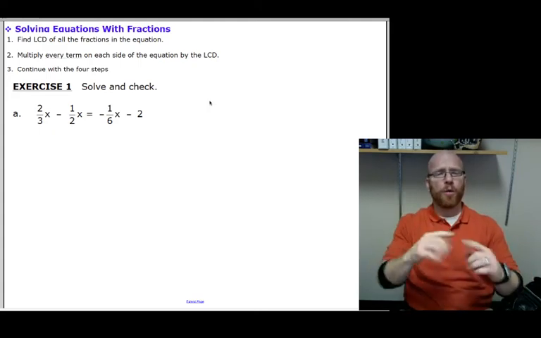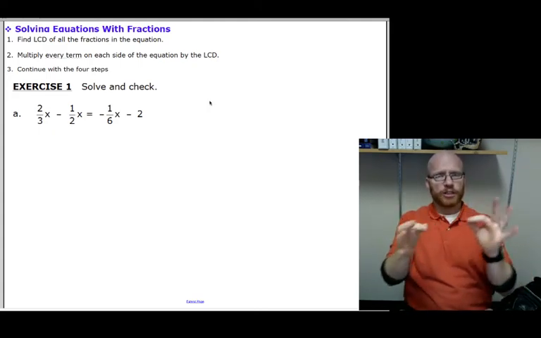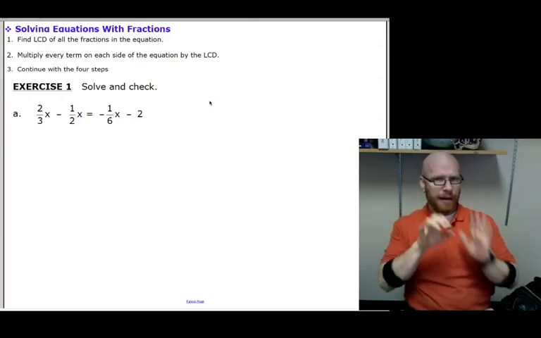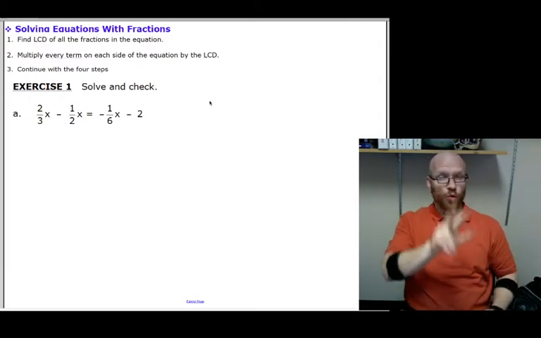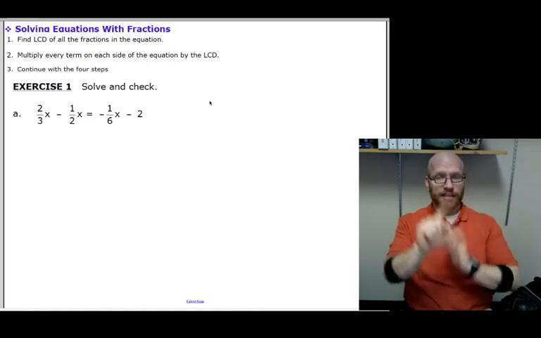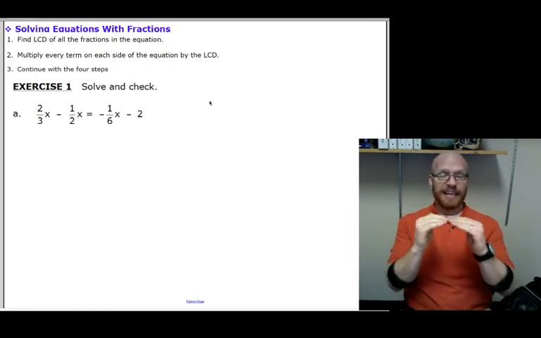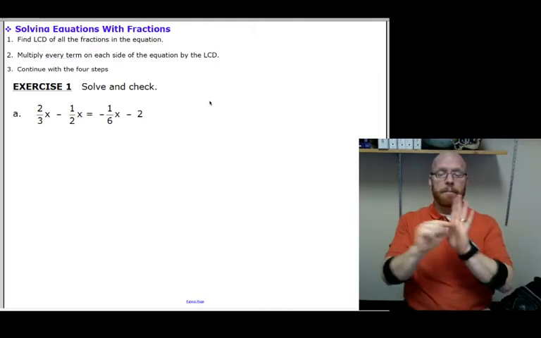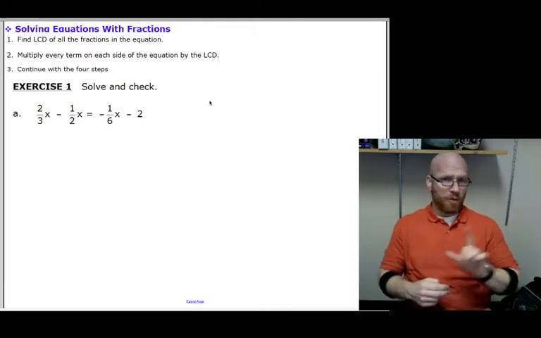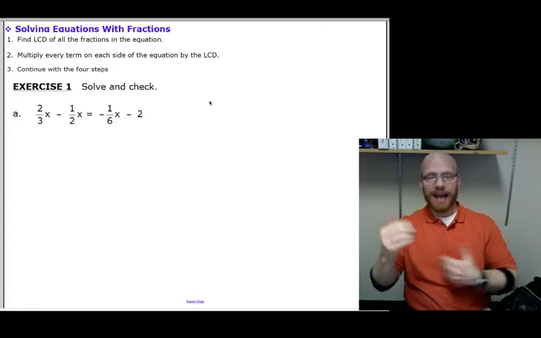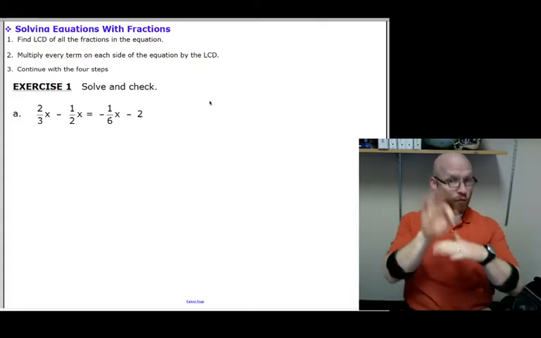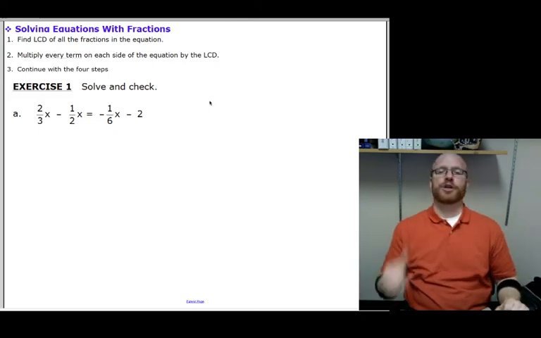Today we're going to talk about solving equations that have fractions. As you can see in my example here, we have 2/3 x minus 1/2 x equals negative 1/6 x minus 2. Both the left side and the right side have fractions.